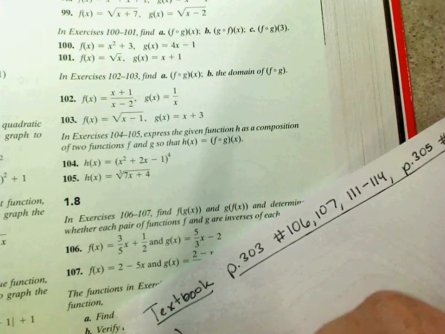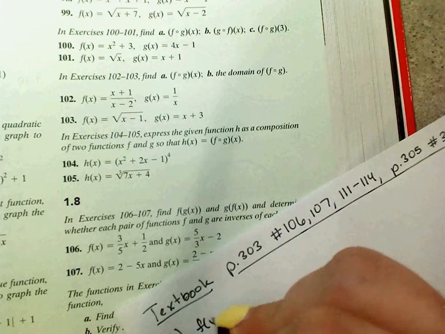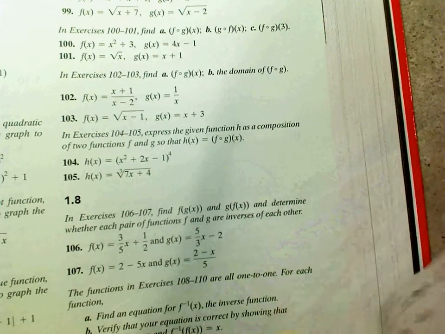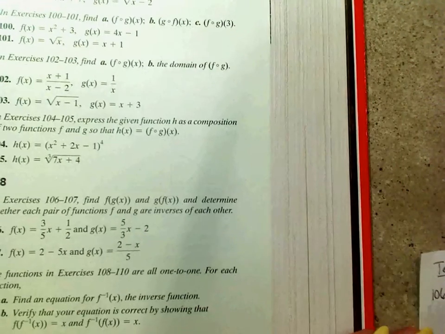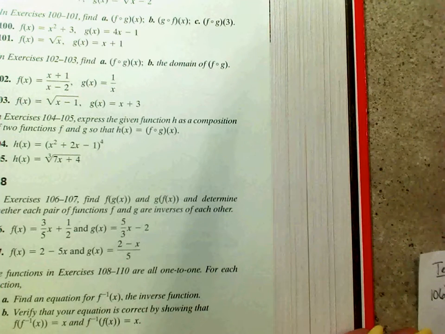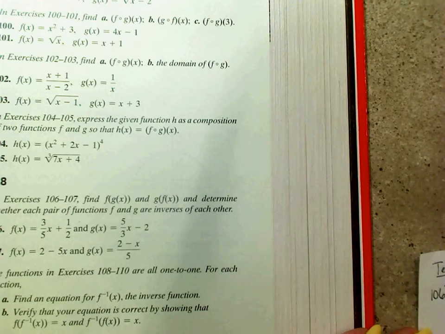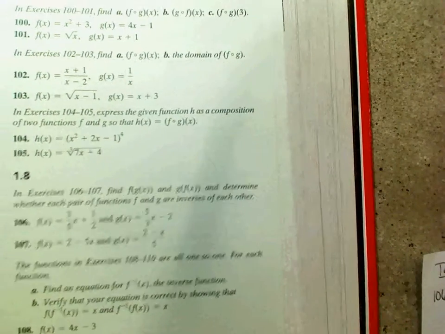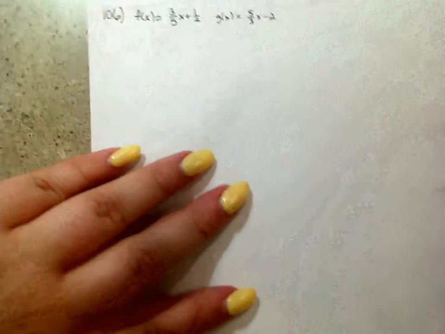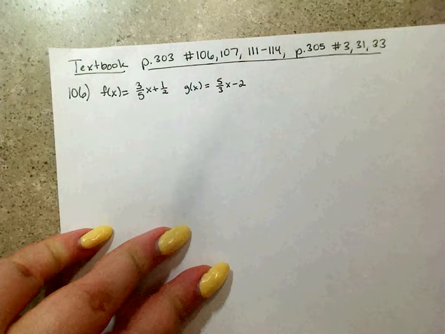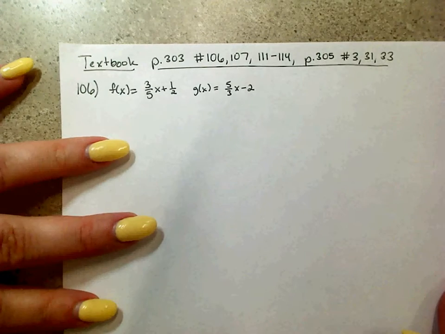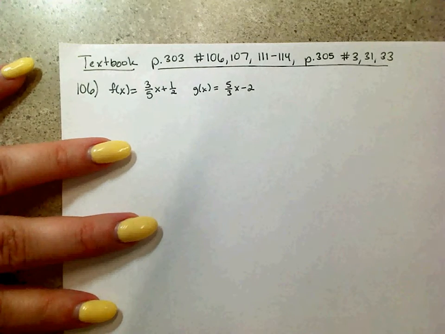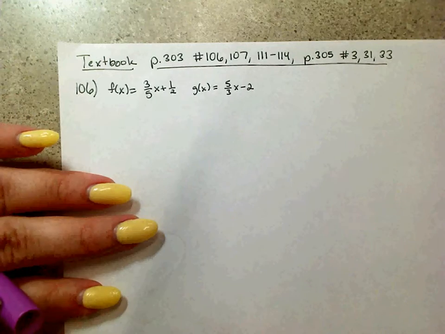106, f of x equals 3/5 x plus 1/2, and g of x equals 5/3 x minus 2. So find the composition, one inside the other, and determine if they're inverses. What we should know is that whenever you substitute one function inside another, if it simplifies down to x, then they are in fact inverses. If they don't, then they're not.